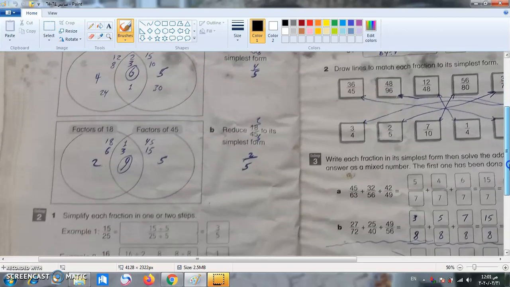What about factors of 18 and factors of 45? The same. So 18, it will be 1 times 18, 3 times 6 and 9 times 2. And what about 45? The same. 1 times 45, 3 times 15, and 9 times 5. So the common factors here are 1, 3 and 9. But the highest common factor is 9.